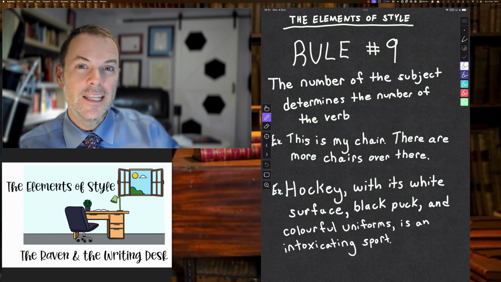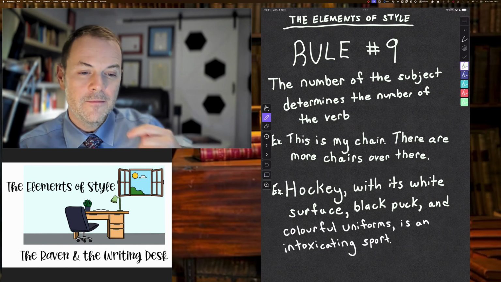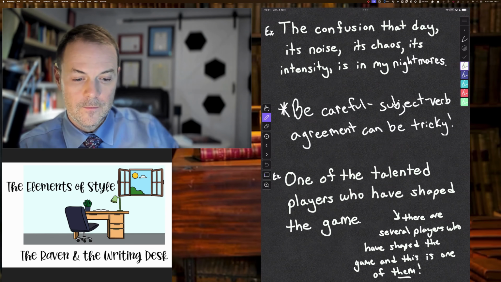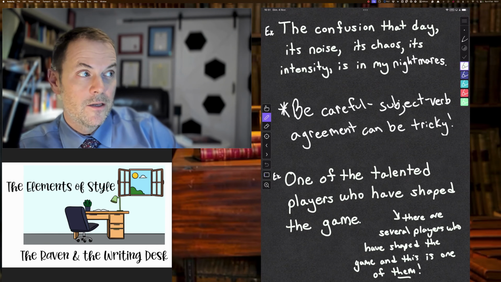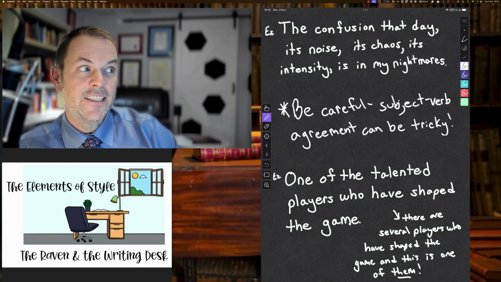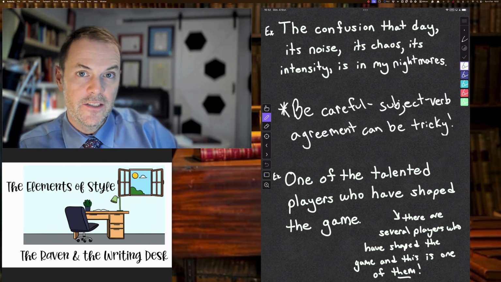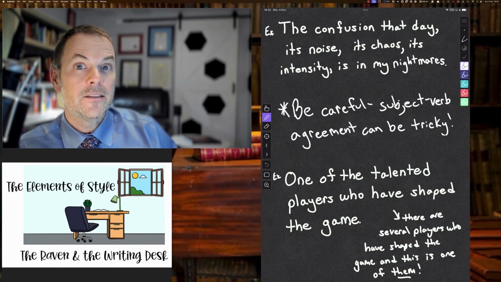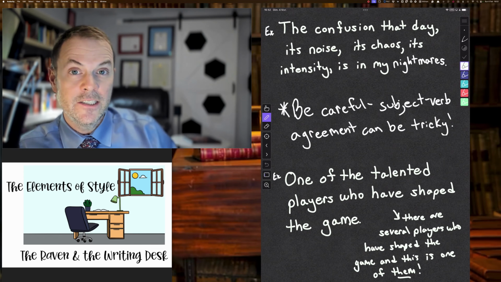Sometimes when people get listing things off, their ear wants to say are. They want to make that plural. Likewise, the confusion that day, its noise, its chaos, its intensity is in my nightmares. So it should be evident from using its singular to be an indicator that you're going to use is. But again, don't let rhyming off some details confuse you.